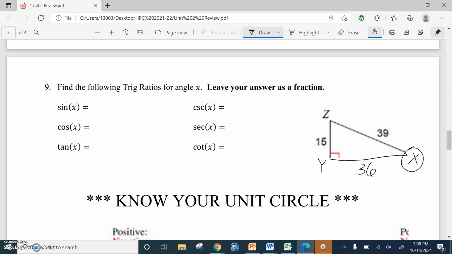Find the following trig ratios for X. So that's why we circled X. Okay, so what we're looking at for X is the sine ratio. Sine is opposite over hypotenuse. Nope, said that wrong. Okay, maybe I need to take a break on these. Hypotenuse is right there, so 15 over 39.